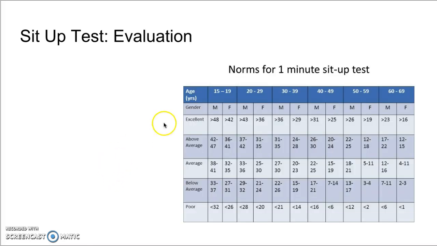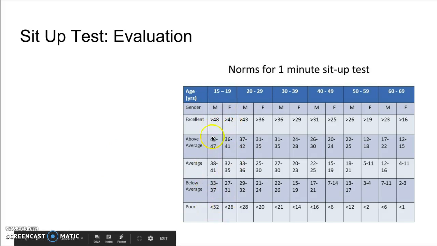Here are the results. So if you are male versus female, take a look and see how many you got in 60 seconds. This is the norm for 60 seconds. And let's see where you fall.